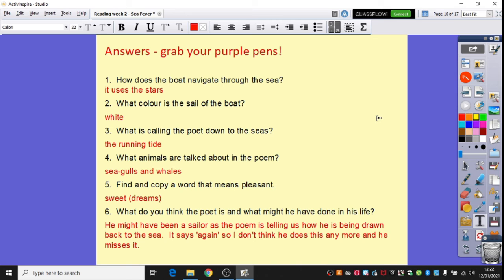What animals are talked about in the poem? We know from the crying that one of them was the seagulls and the other animal is the whales. And then it's asking us to find and copy a word that means pleasant. So another word that means pleasant is sweet, and that's how he was describing his dreams. And then our last one was a little bit more inference. So what do you think the poet is, or what might he have done in his life? So I've said he might have been a sailor, as the poem is telling us how he's been drawn back to the sea. It says again, so I don't think he does this anymore, but he misses it.